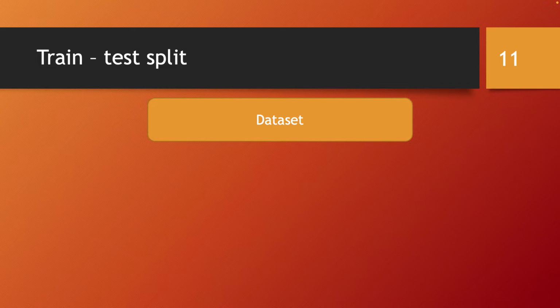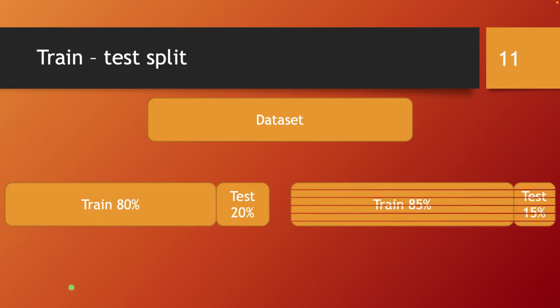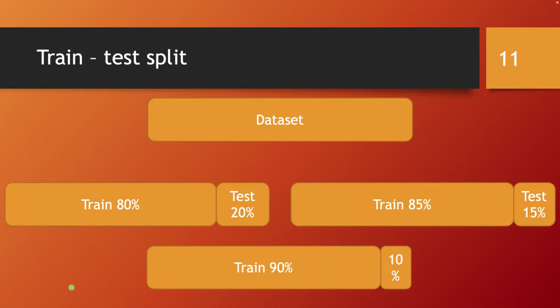There are some popular choices that people use for this train test split. Here are some of the most popular choices: 80-20%, 85-15%, 90 to 10%. But these are just rules of thumb. You can also split, and indeed in many applications they are split with different percentages.